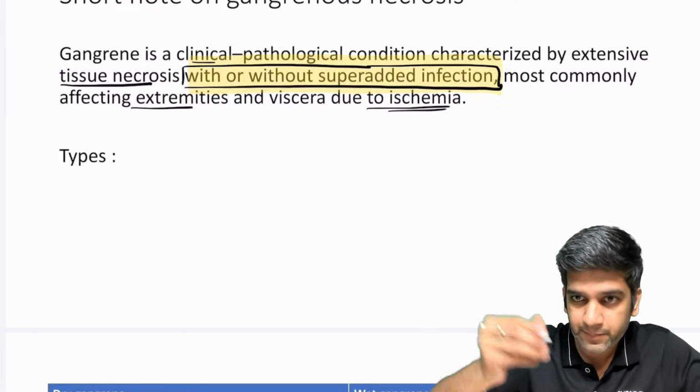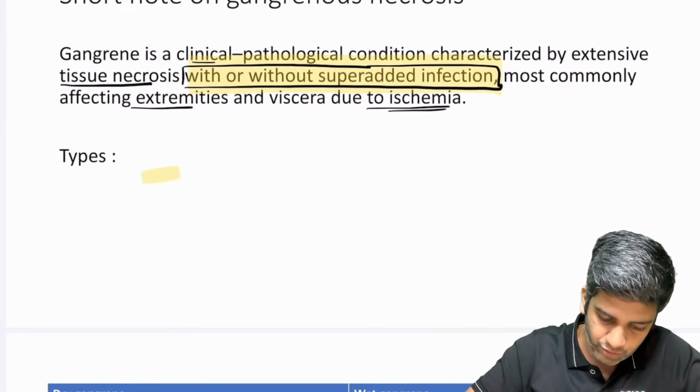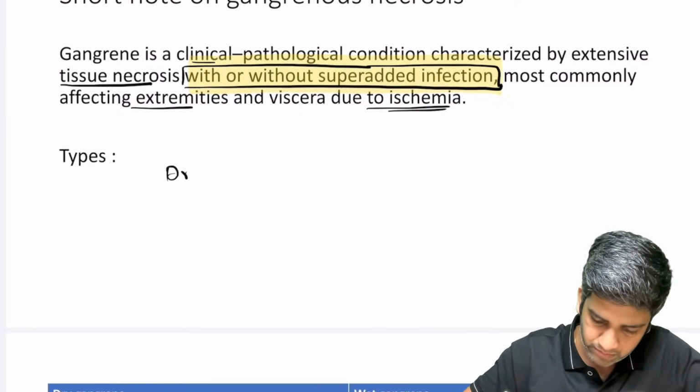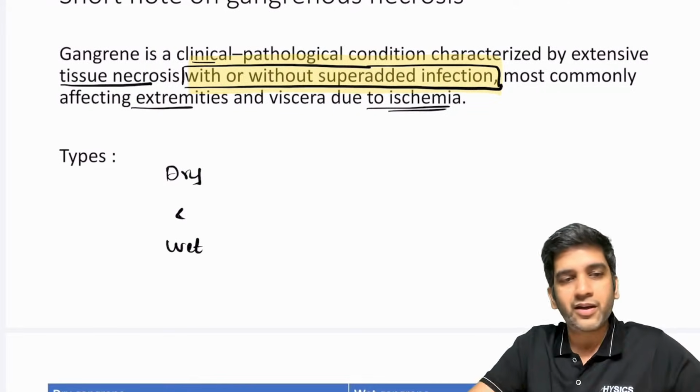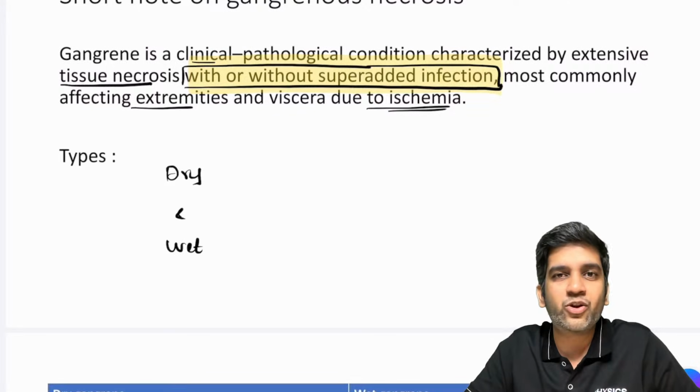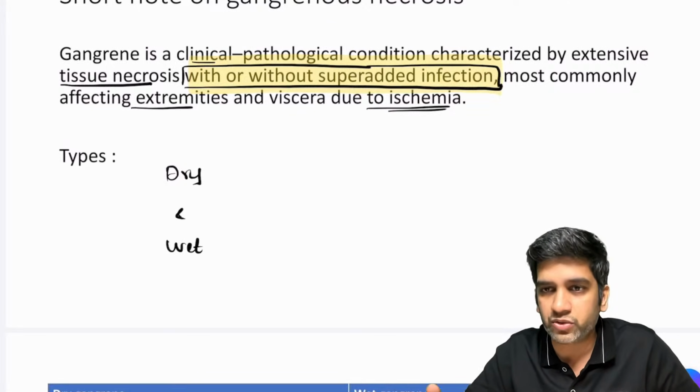Perfect. Types of gangrene: there are two types, and I'm sure you must have known about this by now: dry gangrene and wet gangrene. Don't ask me what happens in between. In between there will be an overlap, but we need not delineate it and learn about that. Fine.